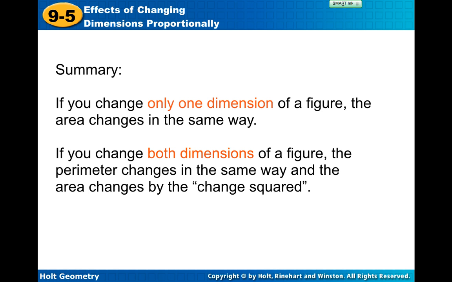If you take each dimension times 3, the area will be 3 times 3, 9 times as big. If you're doubling the length and the width, double and double, you're going to take the area times 4. So part of what we need to think about when we're describing what's going to happen is: is this changing it in one dimension or two dimensions? Is it changing it both ways or just one way? Because your answer is different depending upon how many directions it's changing.